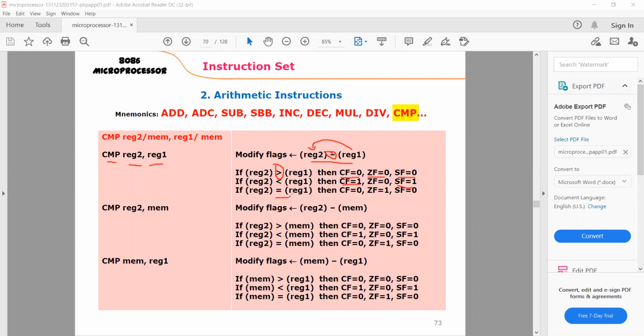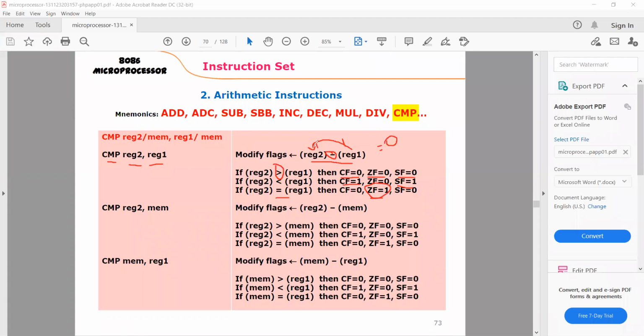If both are equal, then you will get a 0, because when you are subtracting 1 minus 1, it will produce a 0 result. When any arithmetic operation produces a 0 result, the zero flag will get set. That is the meaning here.